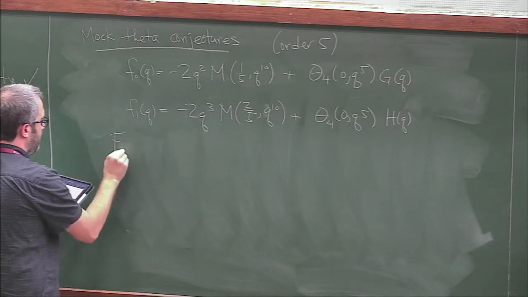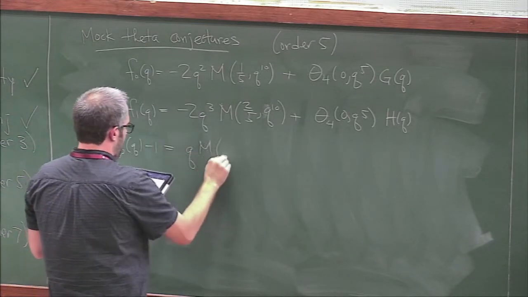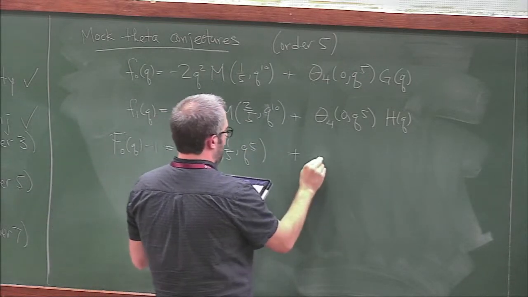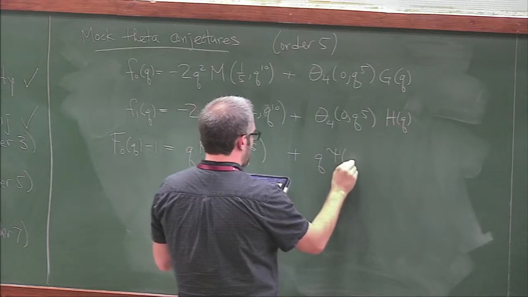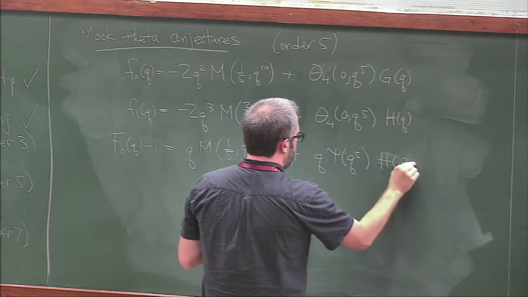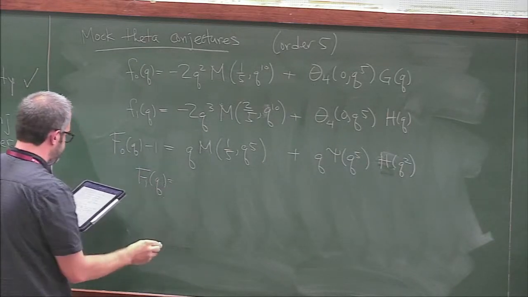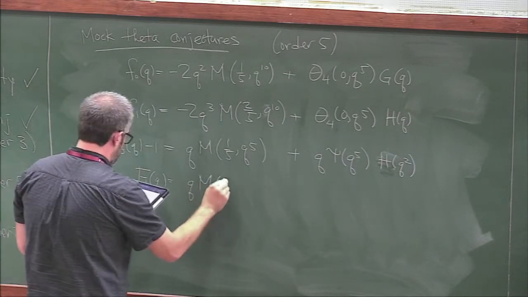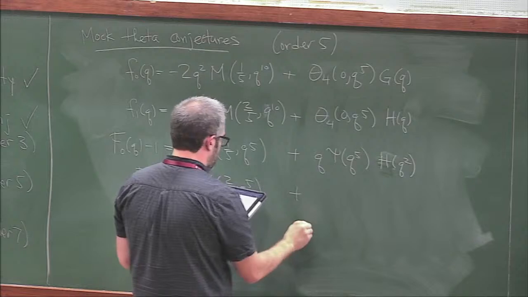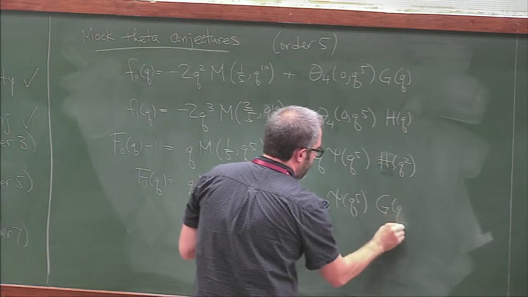So here's another one, big F0 of q minus 1 is equal to q m of 1/5, q to the 5th, plus some other theta function, psi of q to the 5th, and then h of q squared. And then one more I'll write down for you is big F1 of q is q m of 2/5, q to the 5th, plus psi of q to the 5th, g of q squared.